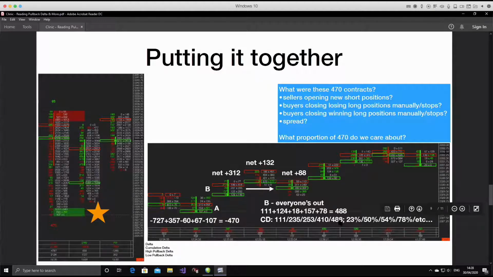Here's the cumulative delta behind that sum. 111 plus 124 is 235. This plus this, at this price level, 235 contracts have been bought long. Next one up, add 18 to it, 253. Now, we could think all 470 at the point we've got here have puked.